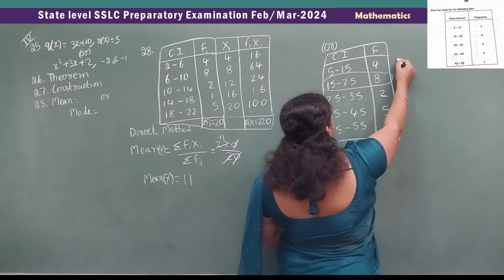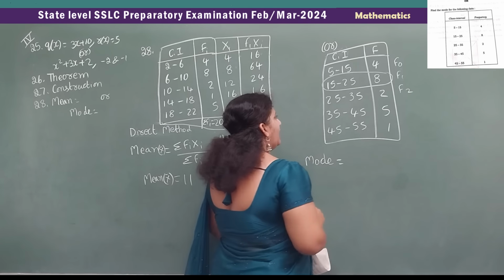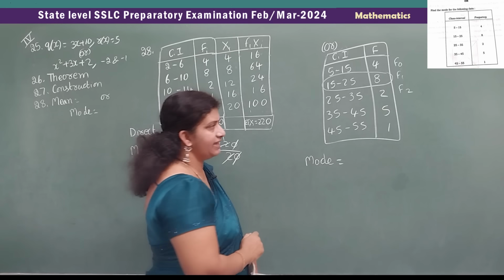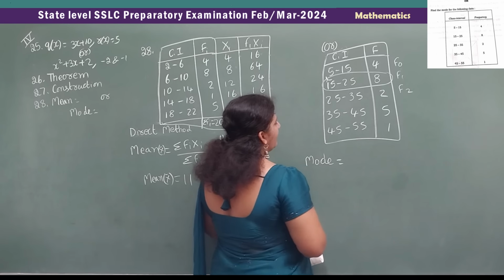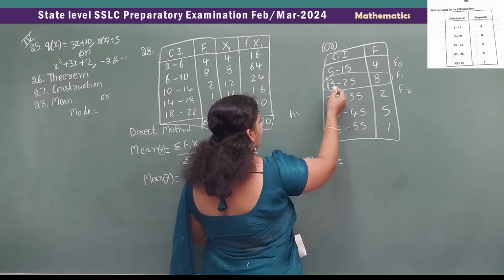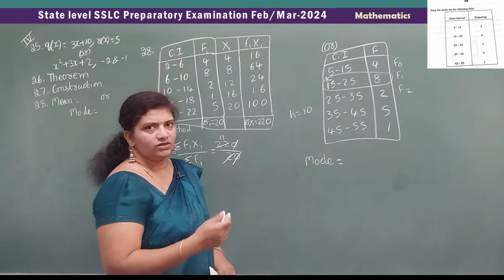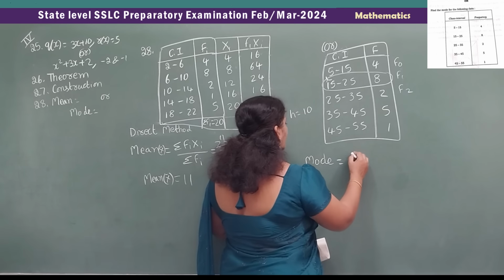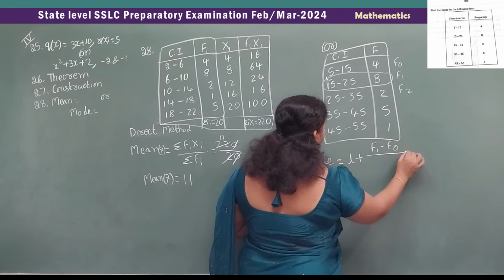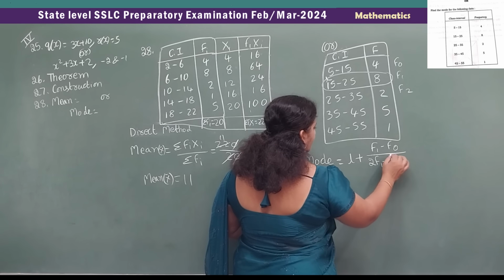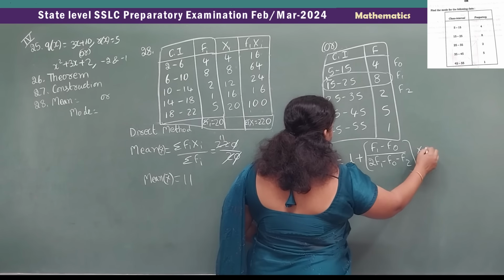And now mark f0, f1, f2. And the lower limit in the modal class is l. Okay. And h is the class size. What is h? 25 minus 15, it will be 10. Right? Now what is the mode formula? l plus f1 minus f0 by 2f1 minus f0 minus f2, into h.